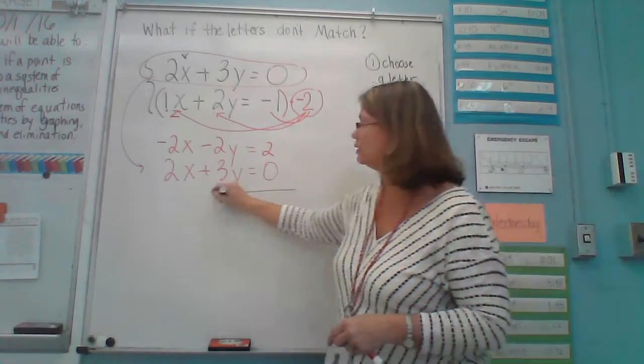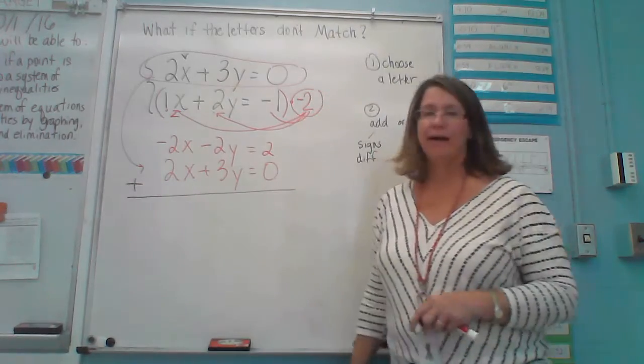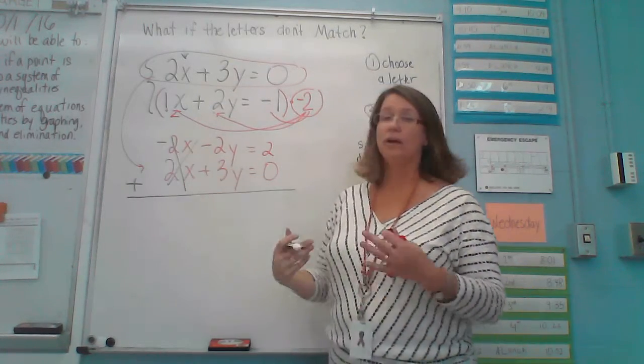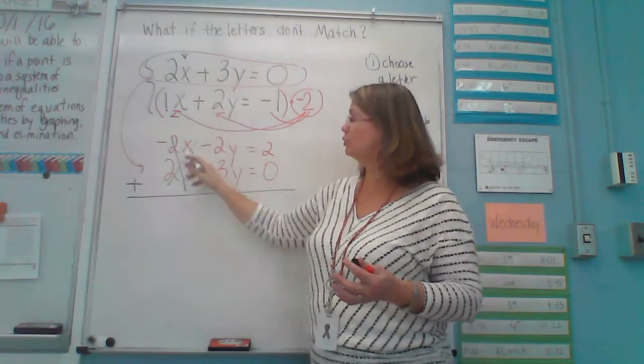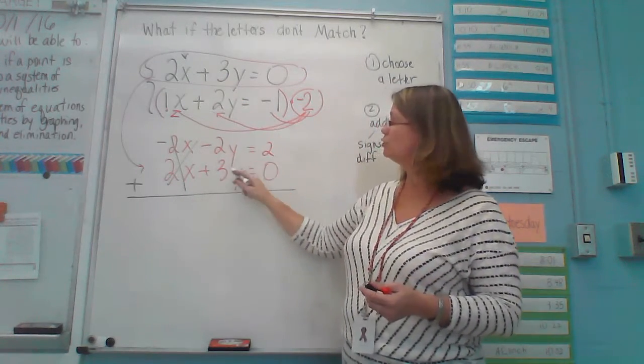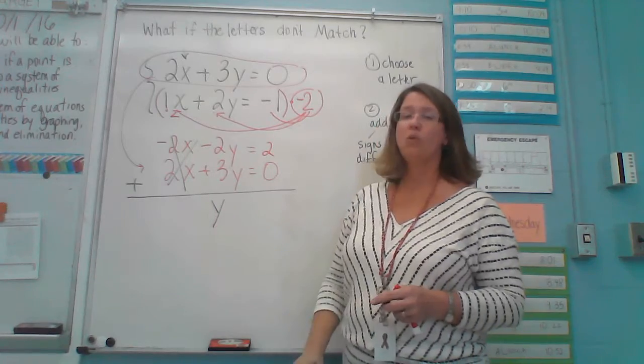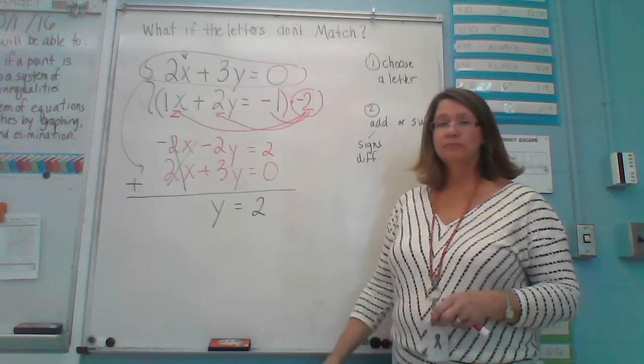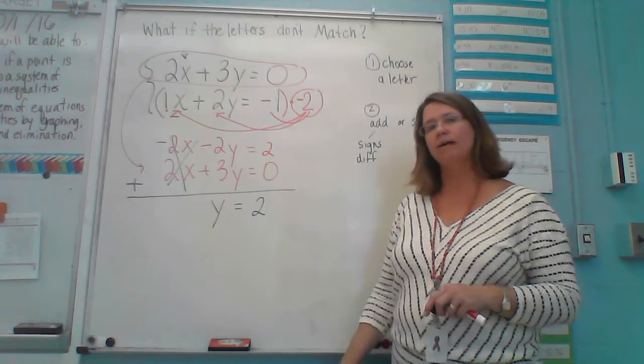We're going to draw a line and we're going to add. Negative 2x plus 2x cancels, which is what I wanted to happen. That's why I chose letter x. Negative 4y plus 3y is a negative y. And 2 plus 0 is 2. In that one quick step, we found out what y is.